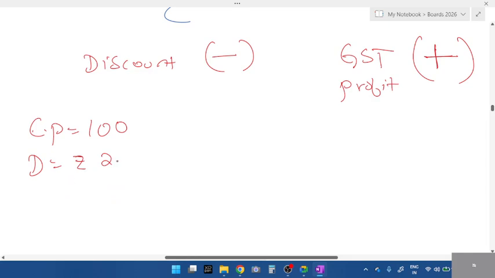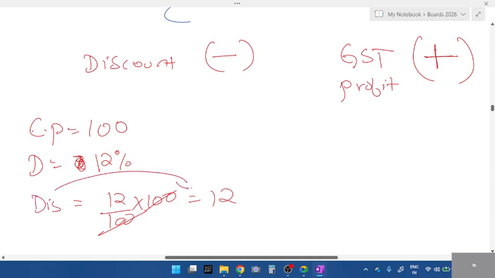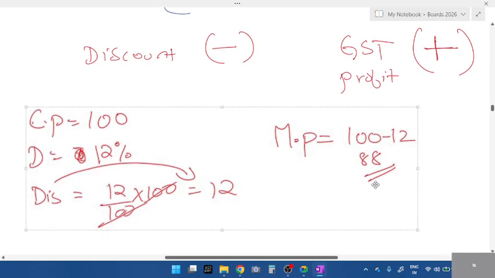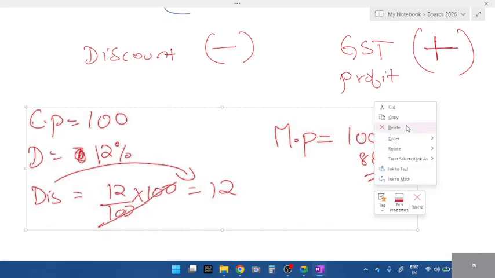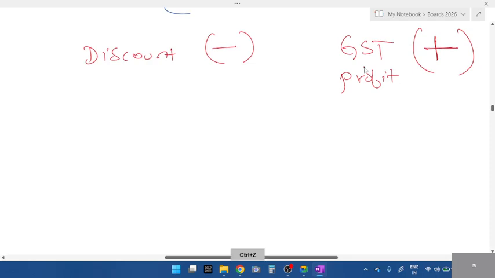If it is percentage, example, 12%. I'll give you a discount of 12%. How do you calculate? 12 divided by 100 into 100 is 12. Very good. First calculate the discount, students. First take out the discount amount. This is the discount amount. So the mark price will be cost price 100 minus 12, that is equal to rupees 88. Subtract. So there are only two types: either they'll give it to you in rupees or they'll give it in percentage. Same concept with GST. So GST, I'll continue from here.